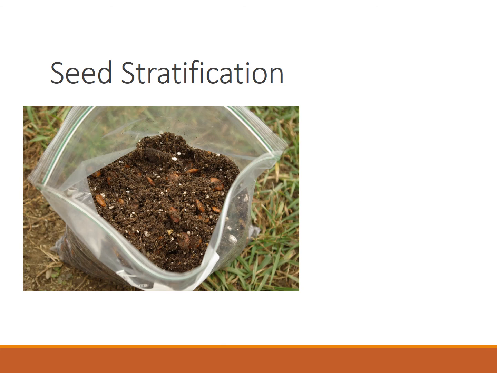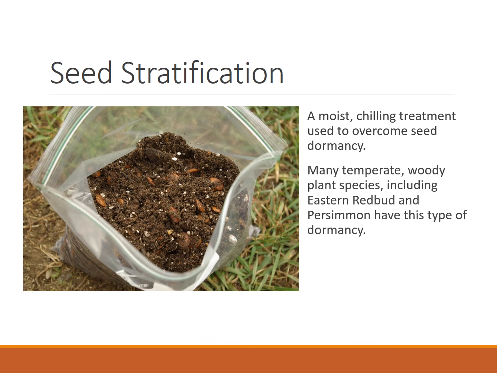Another relationship between temperature and plant growth relates to the germination of seeds. Some seeds have a certain kind of dormancy that needs to be treated with a moist chilling treatment that's required to overcome that particular dormancy. There are many species of woody plants, including eastern redbud and persimmon, that have this type of dormancy. So let's talk about this for a second.